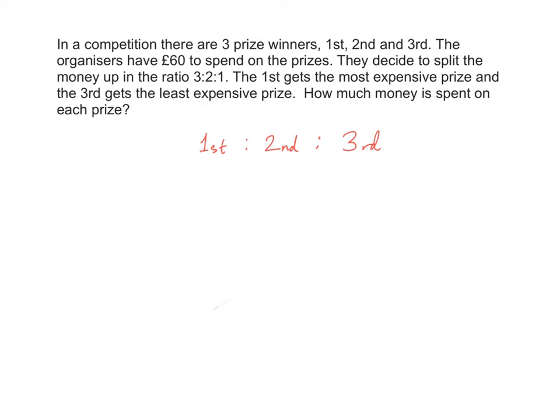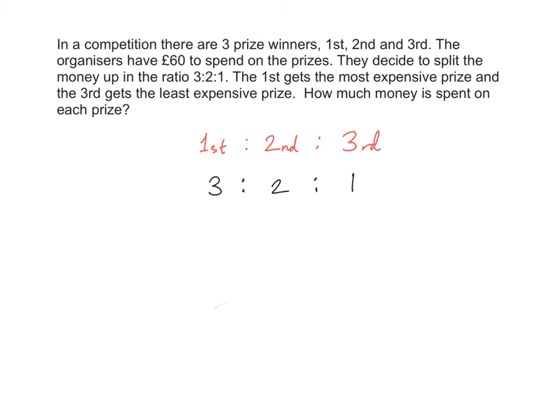Now, I've seen many students make this mistake. How do we match the ratios here? Well, think about it logically. It clearly says here the first gets the most expensive prize. So if the first gets the most expensive prize, therefore, the first should have the largest share of the ratios, right? So by using a bit of common sense, the ratios will be 3 to 2 to 1 in this order.